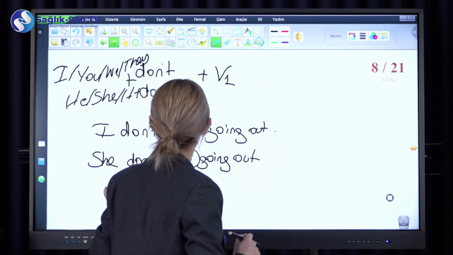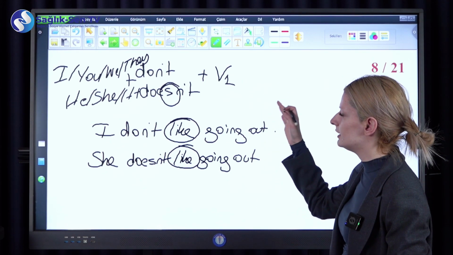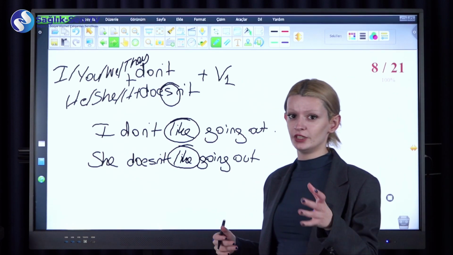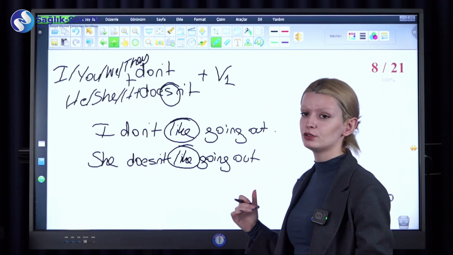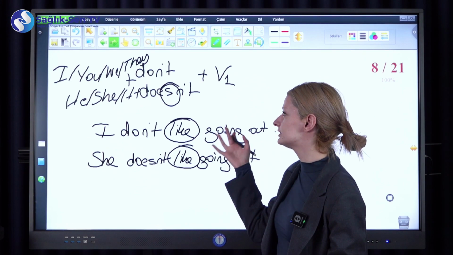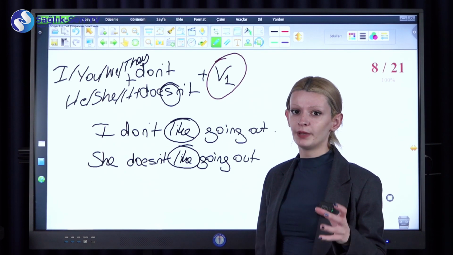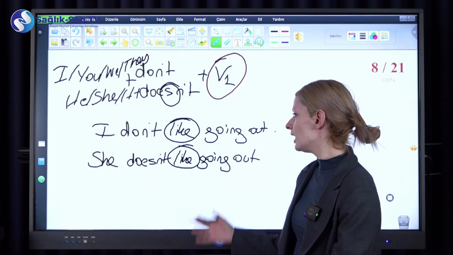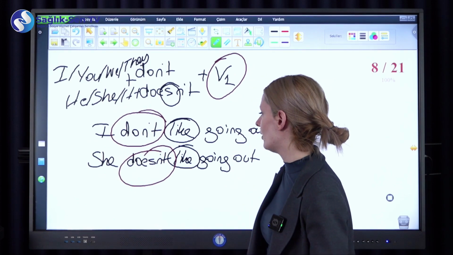Then we have talked about the negative sentence structure. After I, you, we, they, we use do not, which we can shorten as don't. And after he, she, it, we can use does not, which we can shorten as doesn't. And after that, we use again the bare form of our verb. I don't like going out. She doesn't like going out.